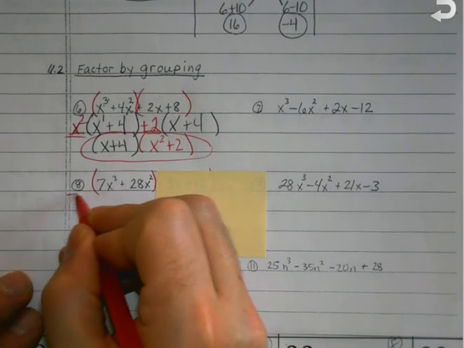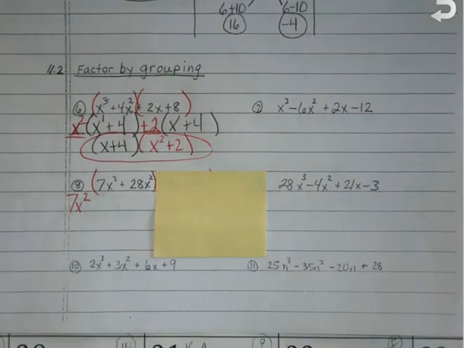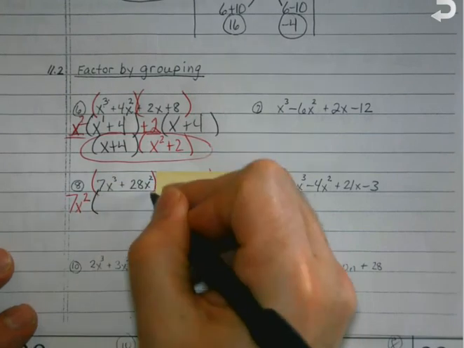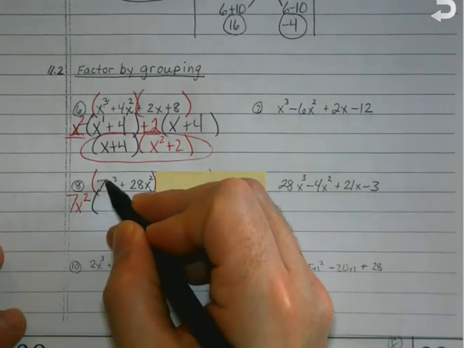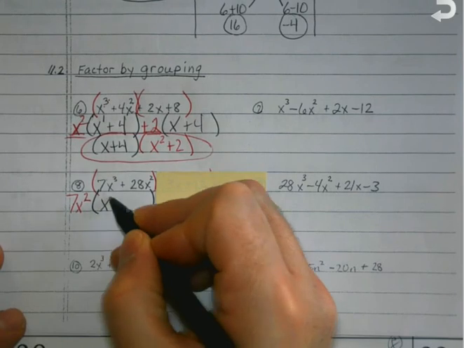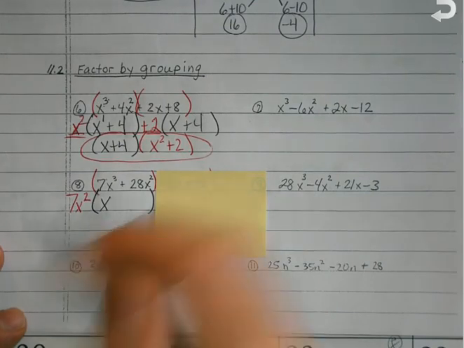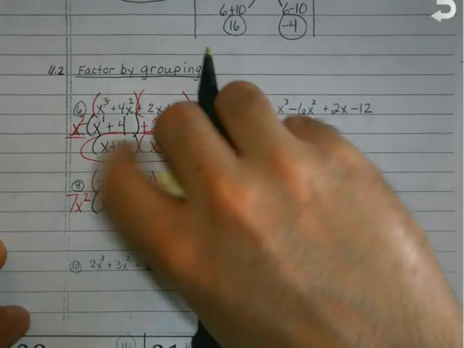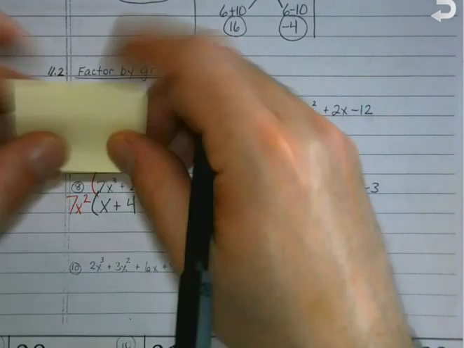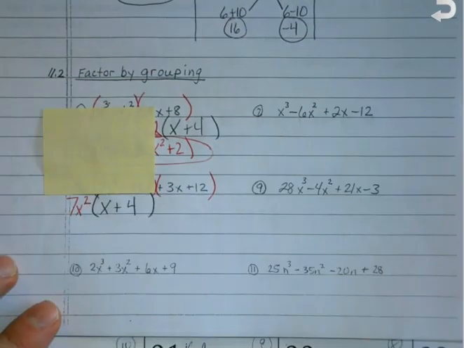Okay, so we got a 7x squared. Perfect. So then I've already got the 7. I got 2 of them. I need to get to 3, so I need 1 more. 7 times what gets me to 28? 4. And I already got the x squared part. So I'm ready to switch this around.